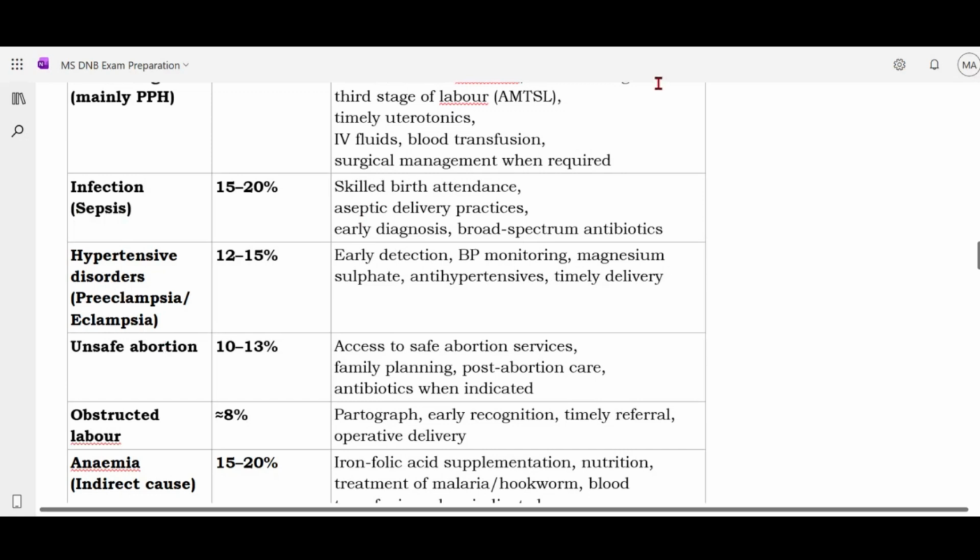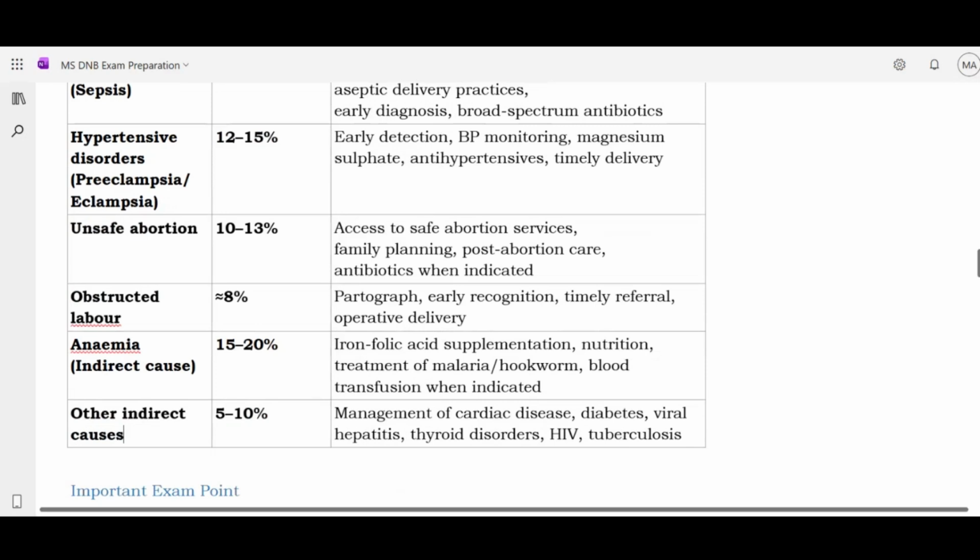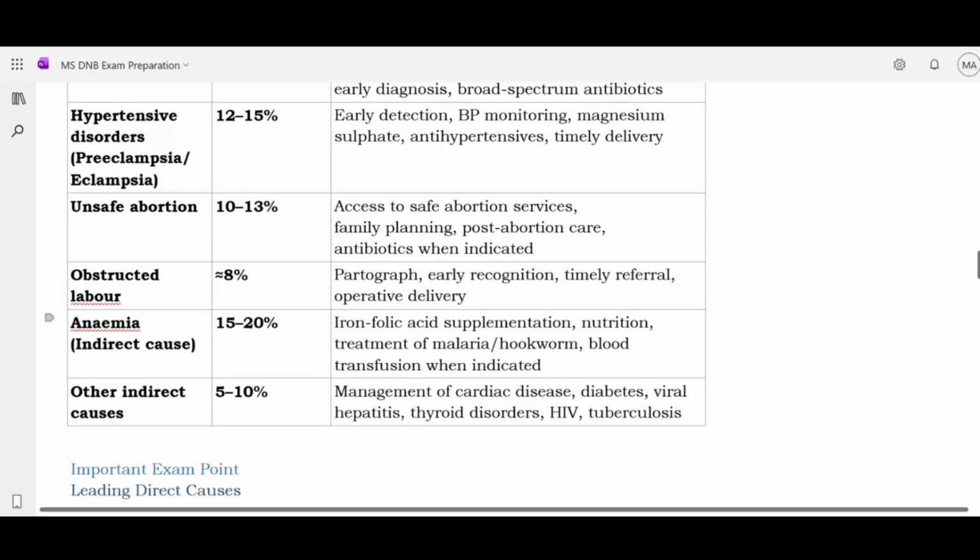Another cause is unsafe abortion, which contributes around 10 to 13%. Access to safe abortion services, family planning services, post-abortion care, and antibiotics will reduce the deaths due to unsafe abortions. For obstructed labor, there is around 8% contribution. The interventions are use of the partograph, early recognition and timely referral, and operative delivery facility. Then you can prevent the deaths due to obstructed labor.